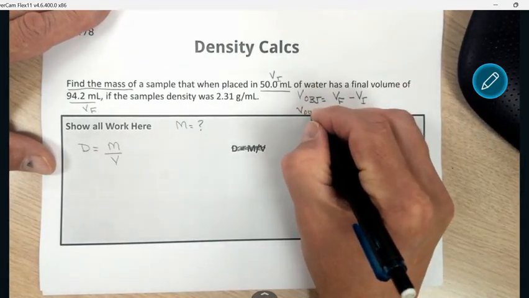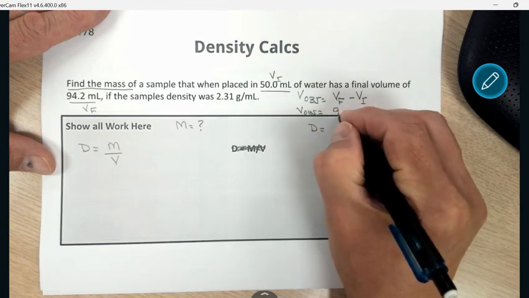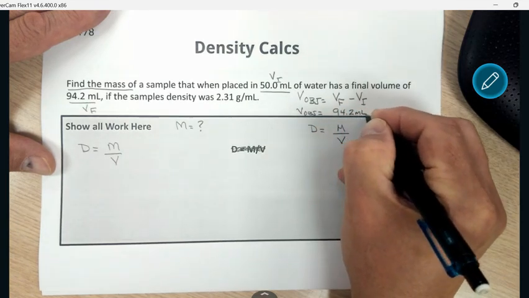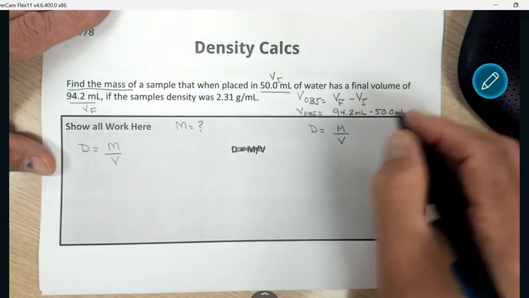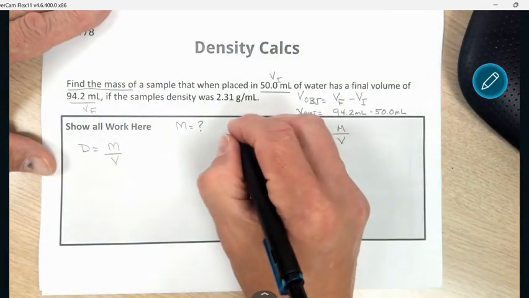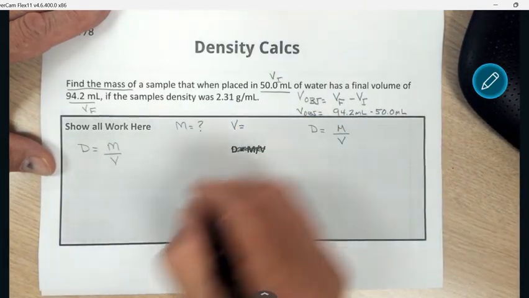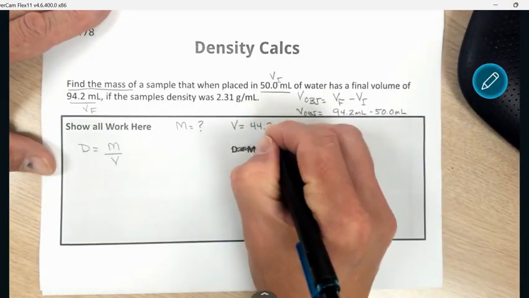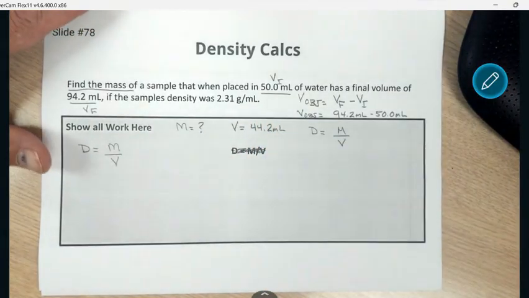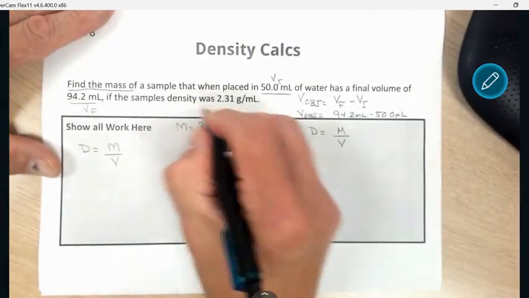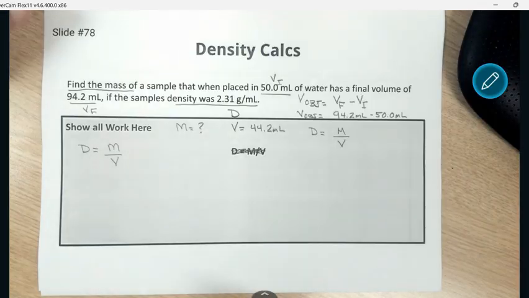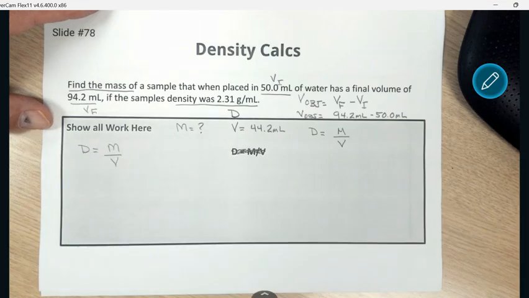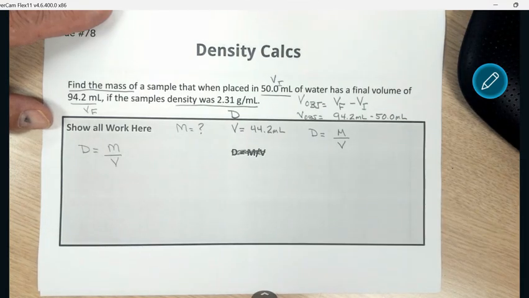So the volume of the object is equal to 94.2 milliliters minus 50.0 milliliters. That gives us a volume of 44.2 milliliters. Now the problem also gives us a density. This is a density. So we are going to need to rearrange our formula to solve for mass. So over here, I'm going to do that without putting numbers in.